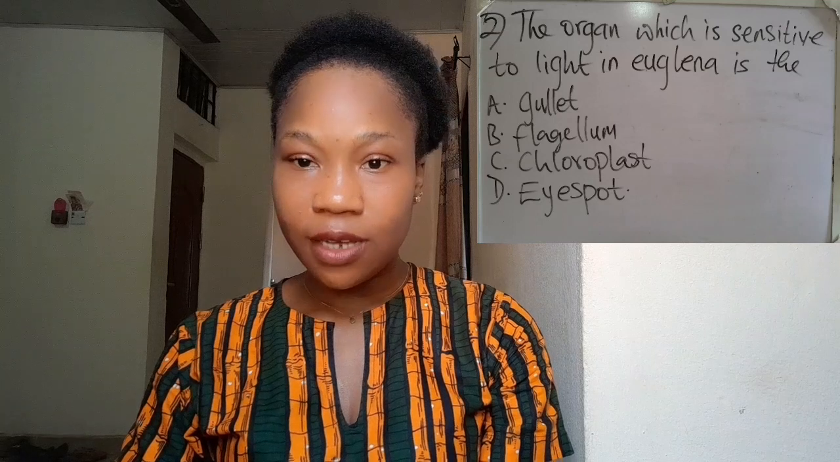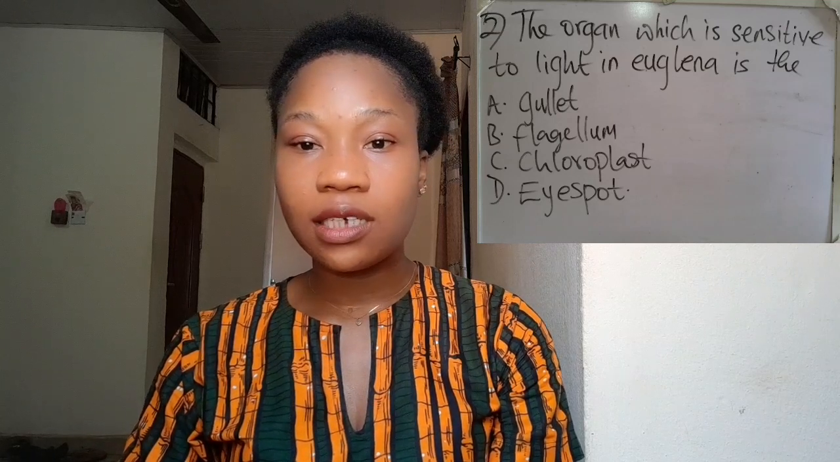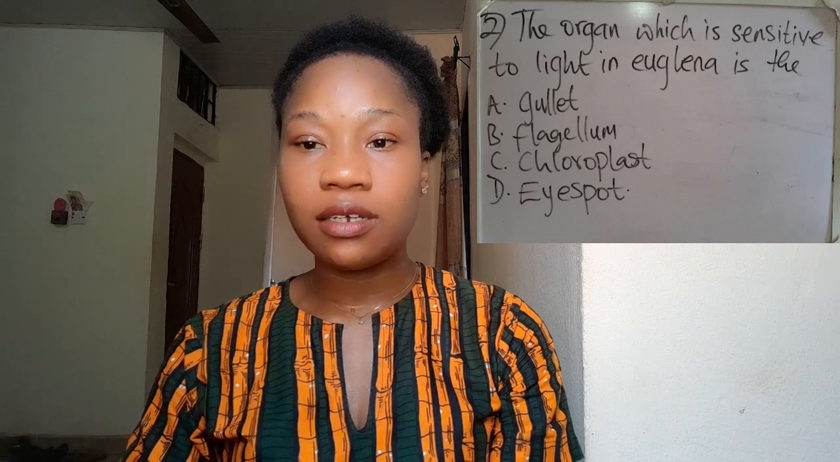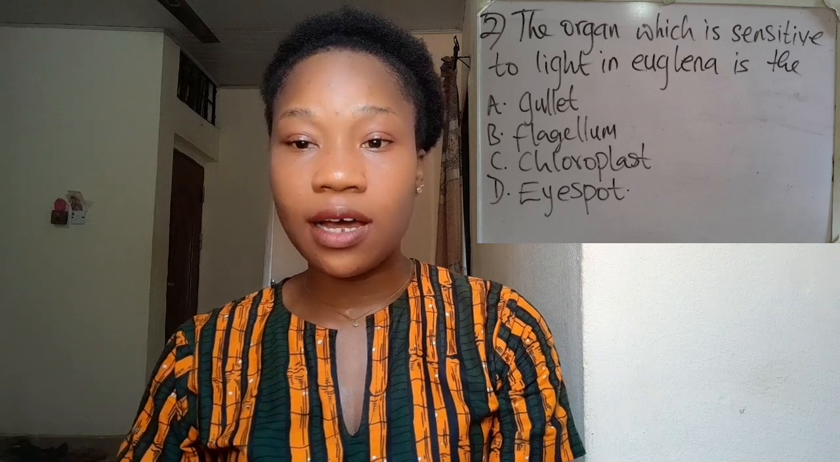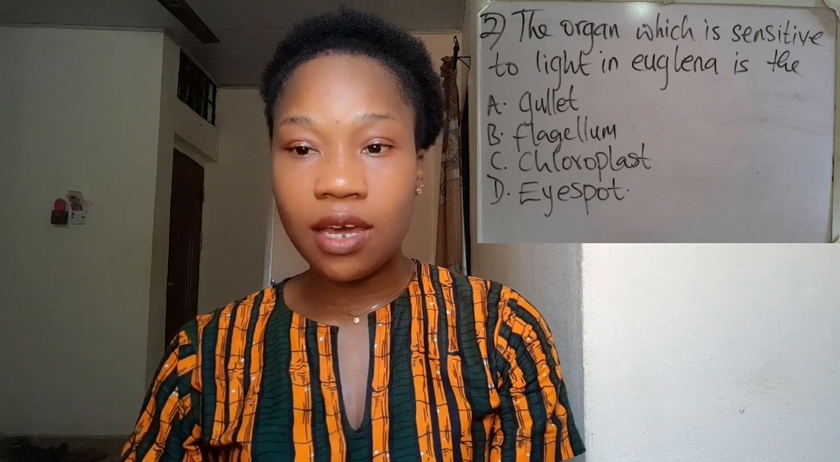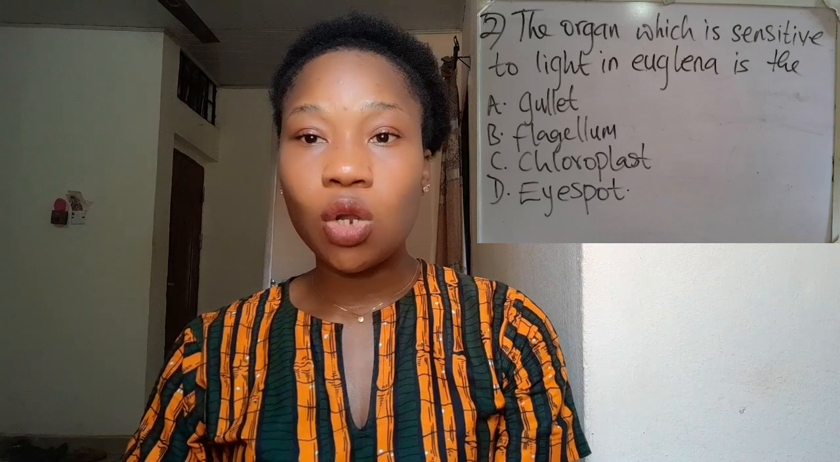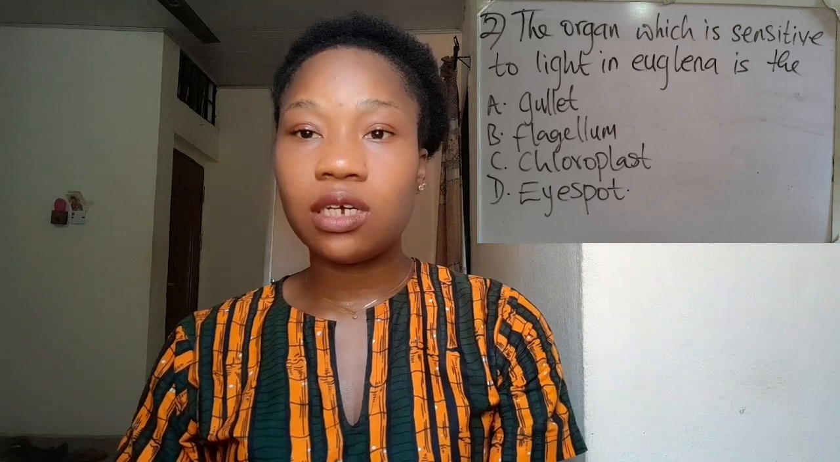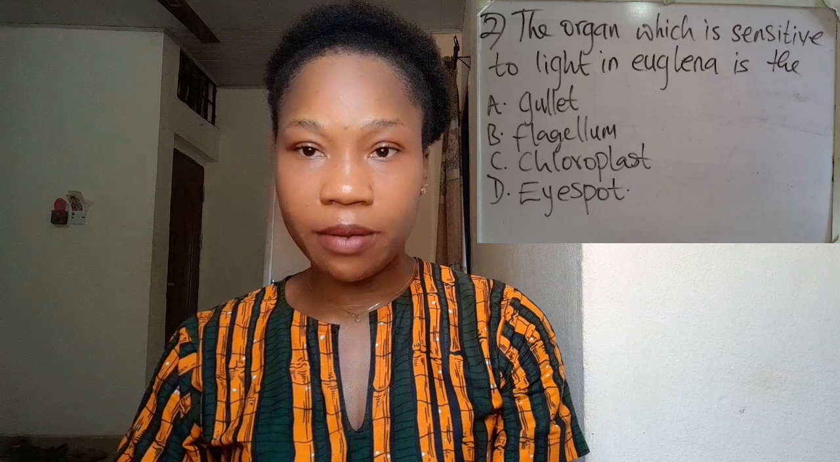All right, so we move over to the next question, which is question number 2. It says the organ which is sensitive to light in the euglena is the A, gullet, B, flagellum, C, chloroplast, and D, eye spots. Now, what is the gullet, which is option A?